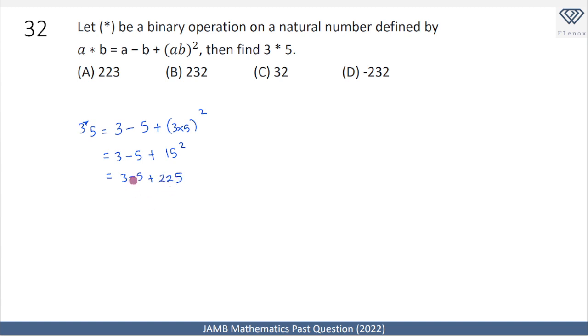So 3 minus 5 will be minus 2. Minus 2 plus 25 will just be giving what? 23. So the correct option to this is option A. Now on to the next question.